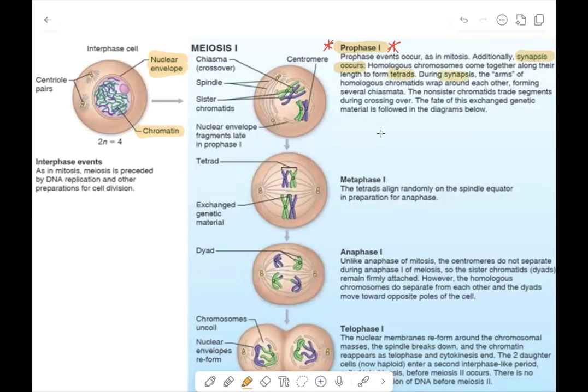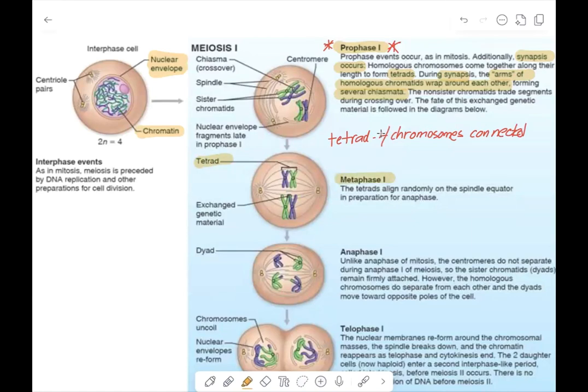And during synapsis, the arms of homologous chromosomes wrap around each other. It would be like imagine yourself sitting next to your classmate and you wrap your right arm around their left arm. And so, because of that, parts of your genetic material from your right arm can be shared with your partner's left arm, which represents genetic material as well. So it forms several crossover points, which are called chiasmata. So again, a tetrad is basically four chromosomes that are connected, which we can see in the image here on our left. So this is showing the tetrad.